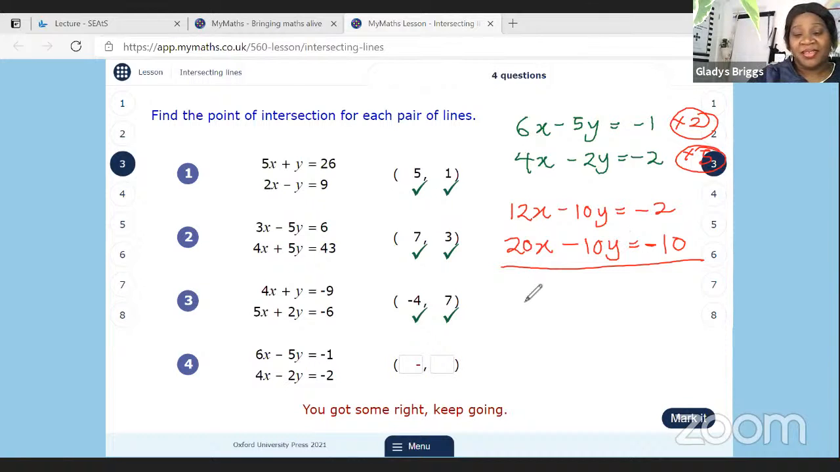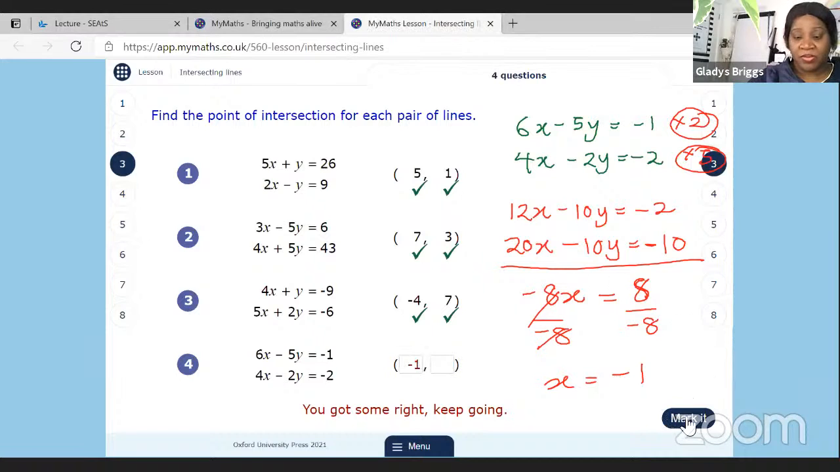So this would be -8x is equal to -2 plus 10, which would be what? 8. Yeah, and divide both sides by -8. It will be -1. X would be -1. That's why it was complaining.